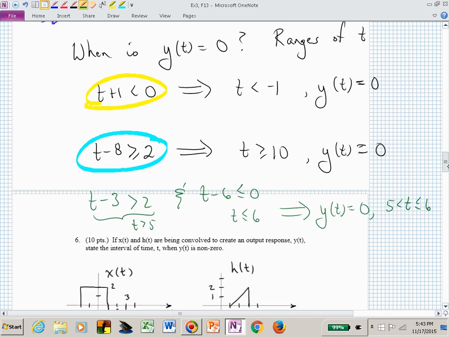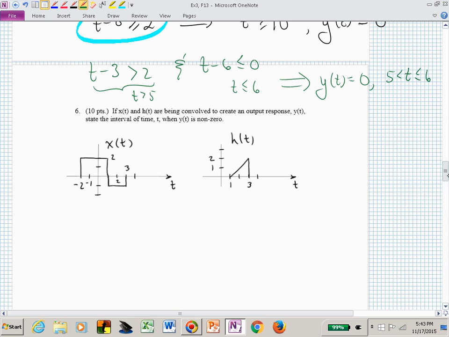Now, if we go into problem 6 here, all of that green stuff above 6 is associated with the modified 5 in the earlier exam, and I think this is the exam from the fall of 2013. If we look at 6, this is now saying if I'm convolving x and h to create an output response y, what interval of time t will y now be non-zero? Not 0, but non-zero.